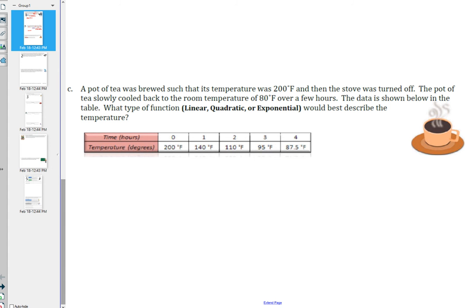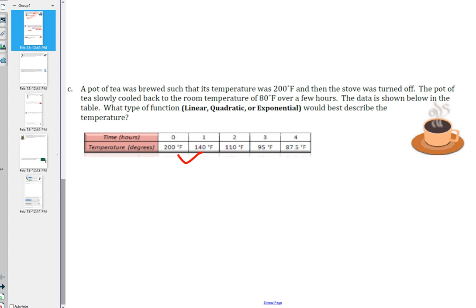Okay, so from the time that you turn off the stove, do you ever expect the pot of coffee to start cooling, cooling, cooling, and then heat up again, but then cool again? No, it's probably going to go one way or the other. So if anything, by process of elimination, I'm kind of leaning towards linear. It should be linear because remember quadratics change direction, but let's see. Could be wrong on this one.